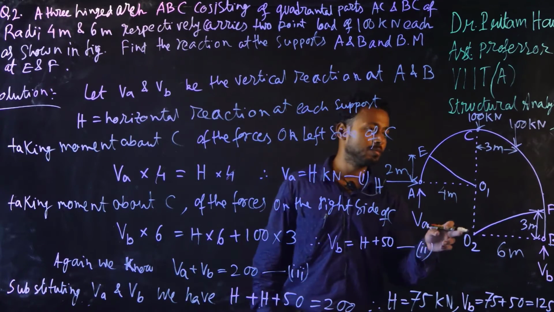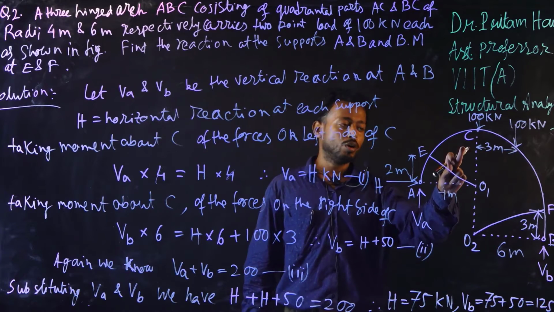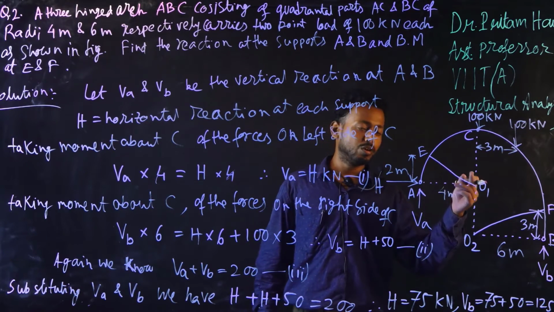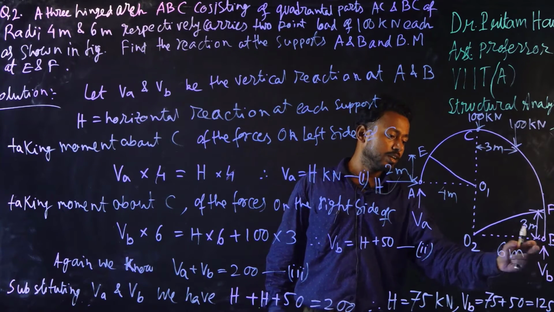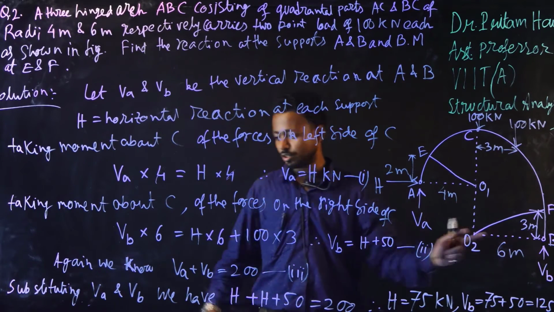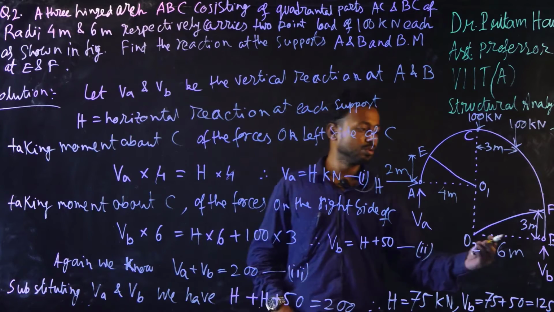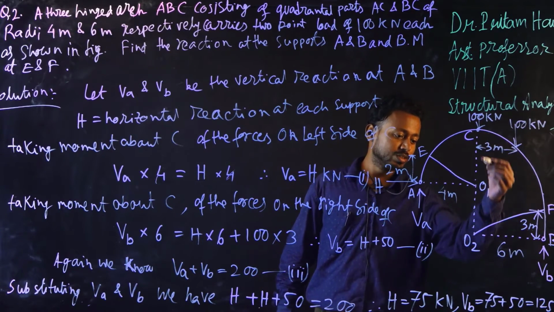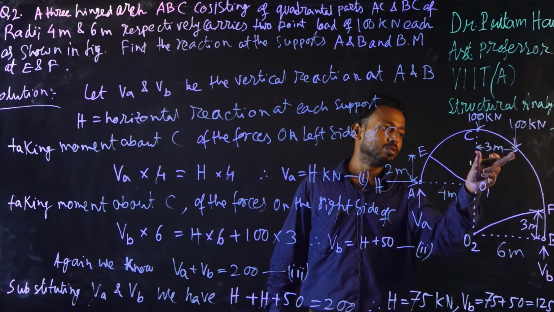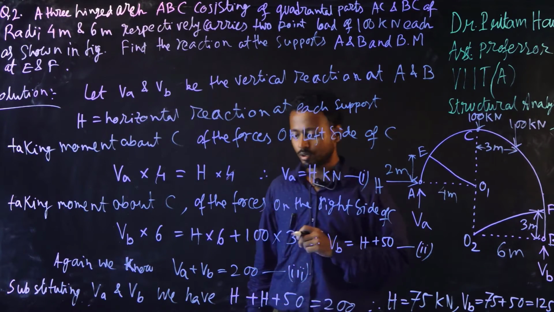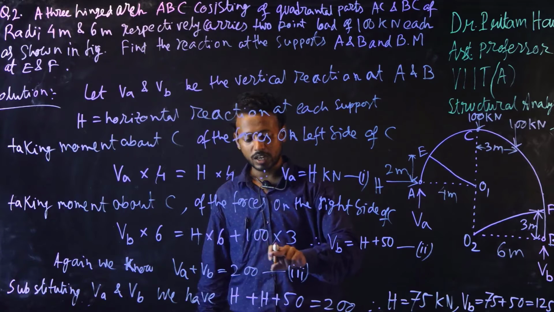Now we will take the bending moment about C of the forces on the right hand side of C. We have VB into this distance, that is 6. So VB into 6 equals to H into 6 plus 100 into 3, okay? So H into 6 plus 100 into 3.